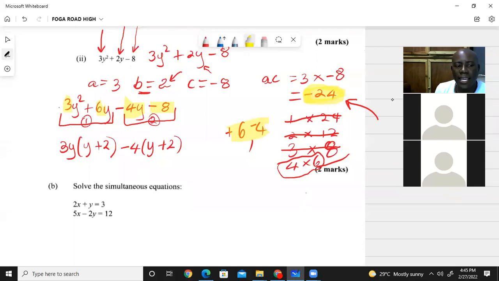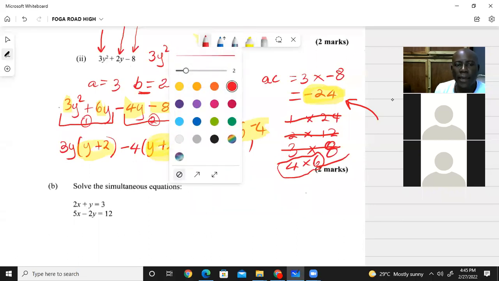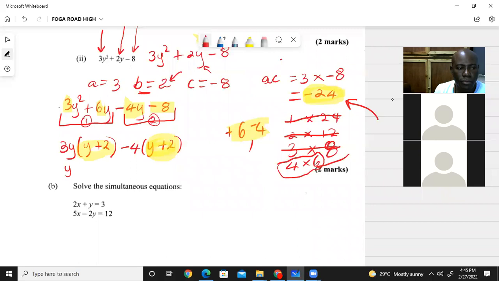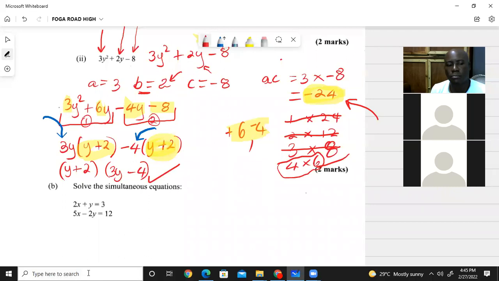Whenever you're factorizing and you reach the stage where you're seeing the same thing twice, you know that you're on the right path. So what we're going to do, we're going to separate the common thing. And you see the two things on the outside? Look, this is one and this is another. They are on the outside. They will go in the last bracket. Look, 3y minus 4. And this is what they wanted you to do to get 2 marks.